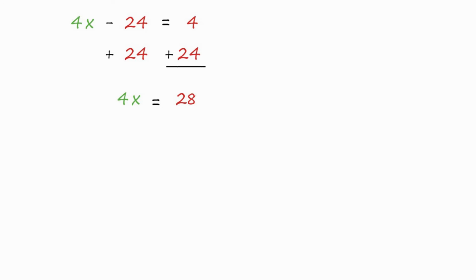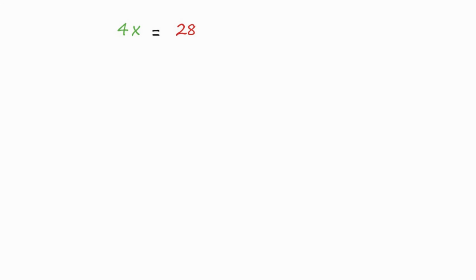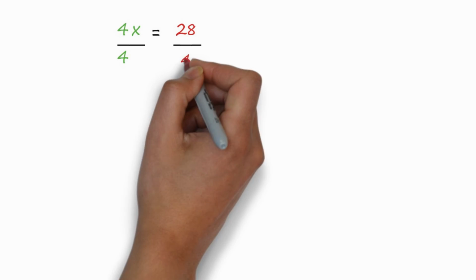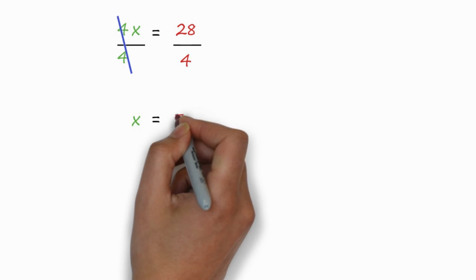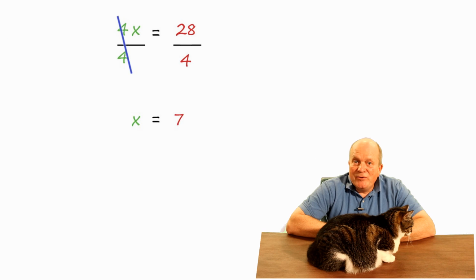Lastly, we want to divide by 4 to get x by itself. So we'll divide by 4 on one side of the equals, and if we divide through on one side, we have to divide through on the other side to keep things equal. So we have 4 divided by 4, which leaves x, and 28 divided by 4 leaves 7, x equals 7. That's how you use the distributive property to solve an equation for x.